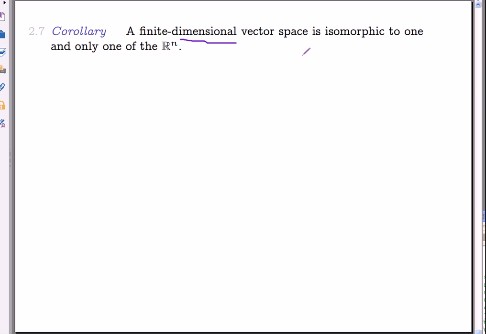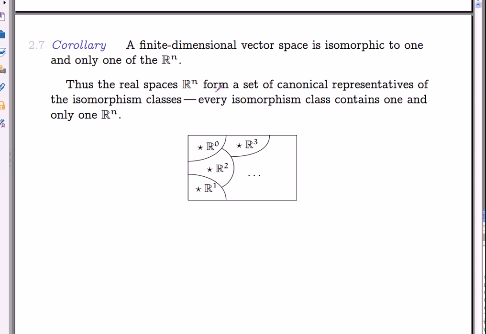The corollary: a finite dimensional vector space is isomorphic to one and only one of the Rn. Okay, because a finite dimensional vector space has dimension n, and if it has dimension n, it's isomorphic to Rn. And we know that Rn is not isomorphic to Rm if m is not equal to n. So here's a picture clearly showing the arrangement of equivalence classes, and each equivalence class has a representative element that is one of the Rn's. And that, my friends, is it.